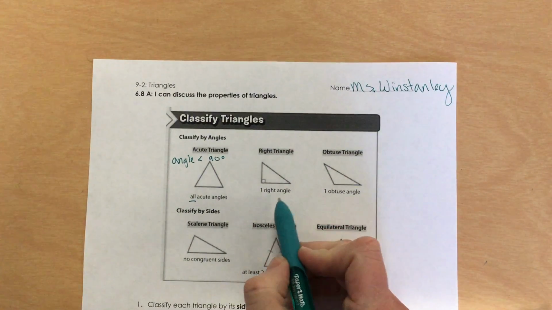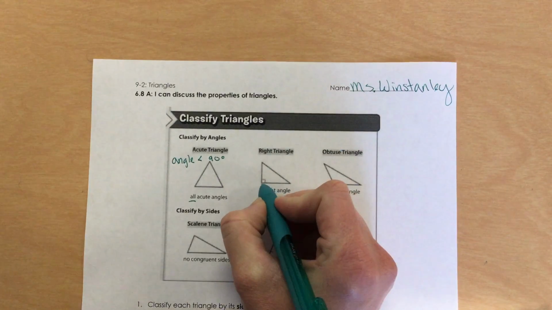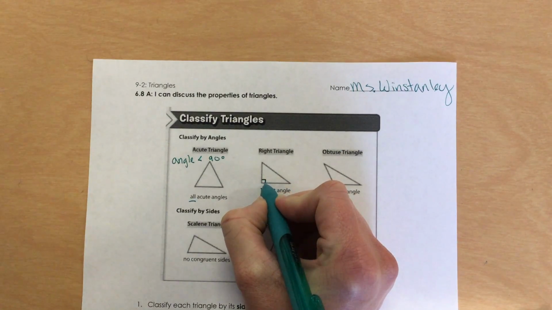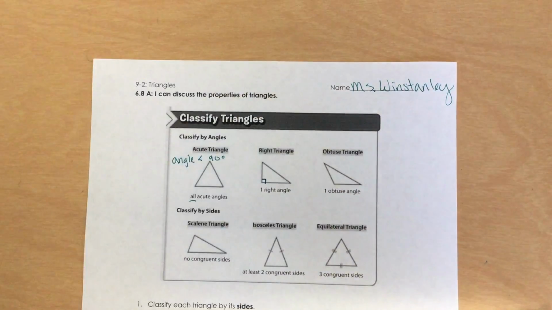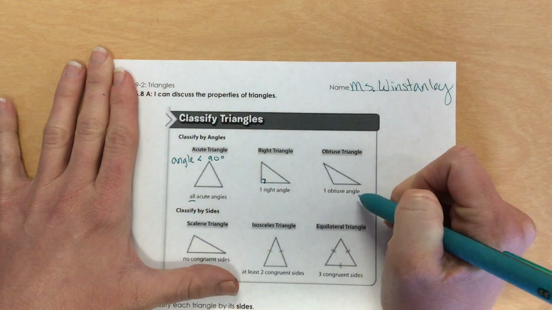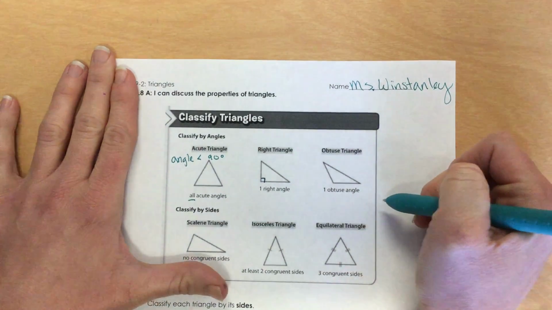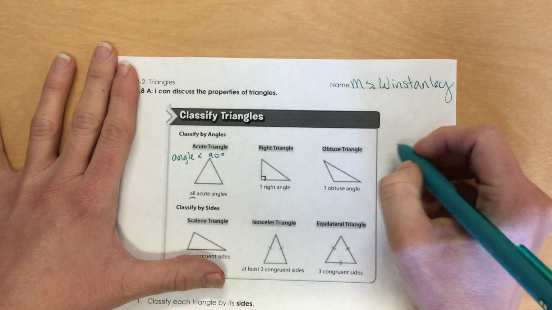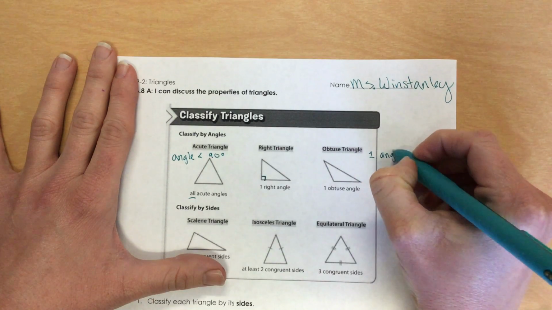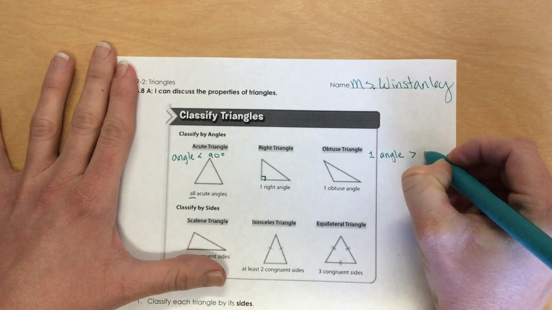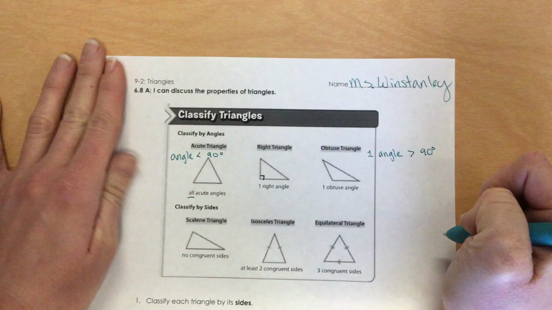We also have a right triangle, okay, and we have learned that a right angle is 90 degrees. We see them in our complementary angles. Okay, so if we have a triangle with a right angle, we call that a right triangle. And an obtuse triangle is when you have one obtuse angle. Okay, so if you have one angle that is greater than 90 degrees.